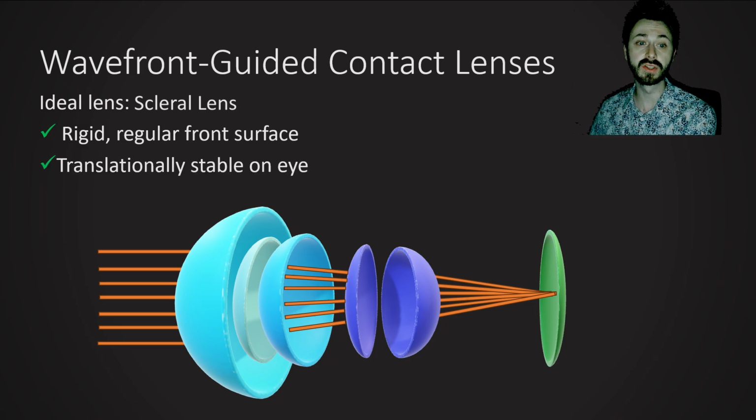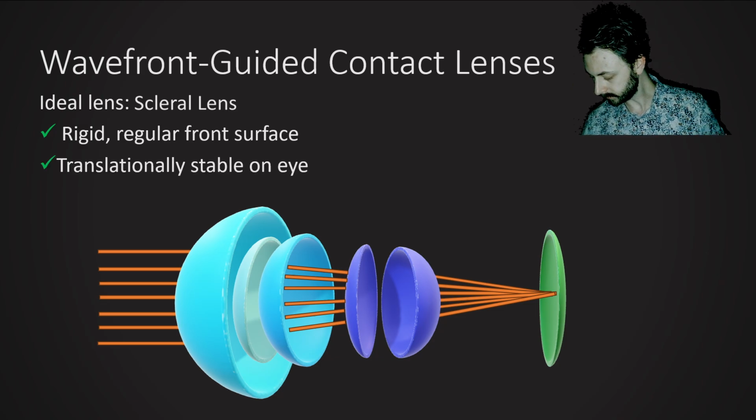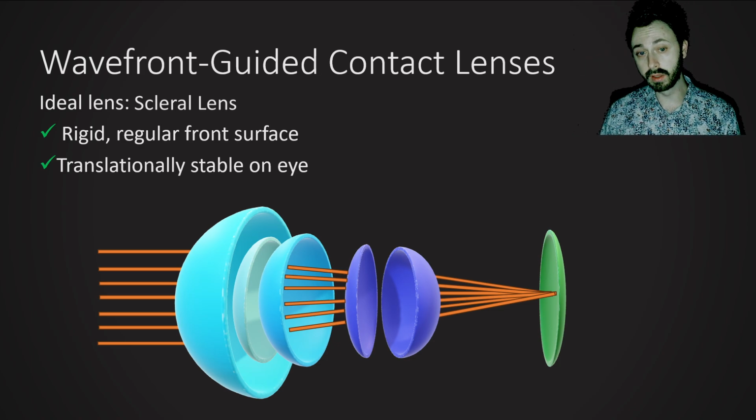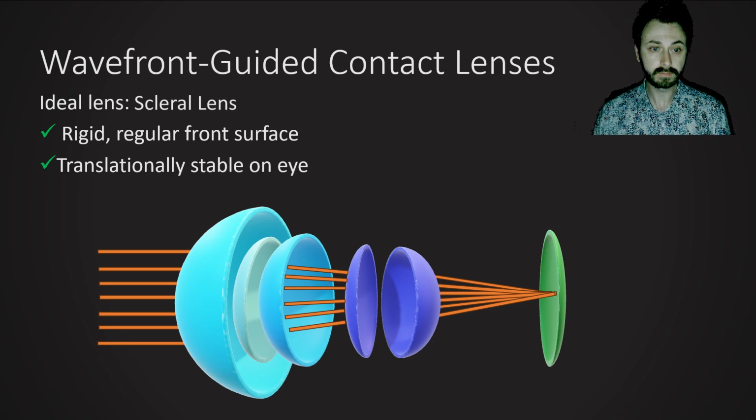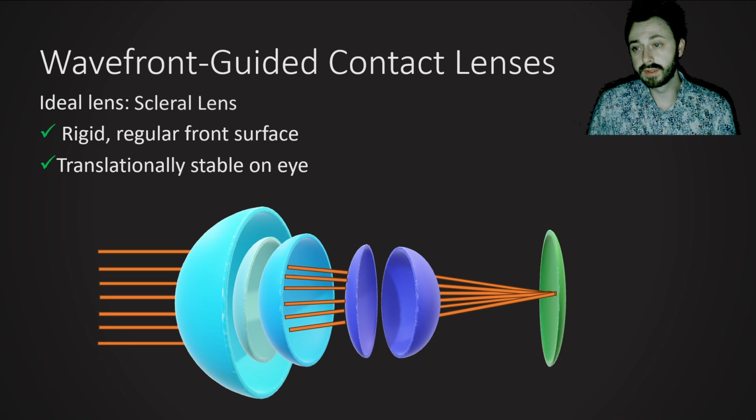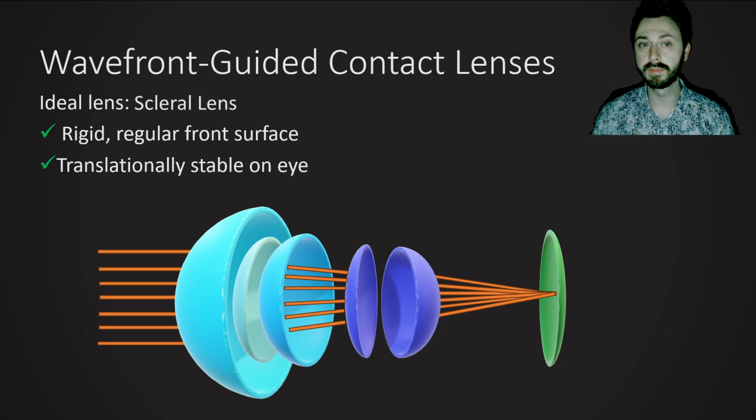Secondly, you need a lens that is translationally stable on eye. So any soft lens, any GP, any hybrid that is fit well will move on the eye. This movement causes those highly customized wavefront guided optics to move as well. And the patient may notice that their vision is degraded with that movement. This has also been found through testing. Wavefront guided optics have been put on corneal GPs, hybrids, and soft lenses, and they've all shown less success than scleral lenses.